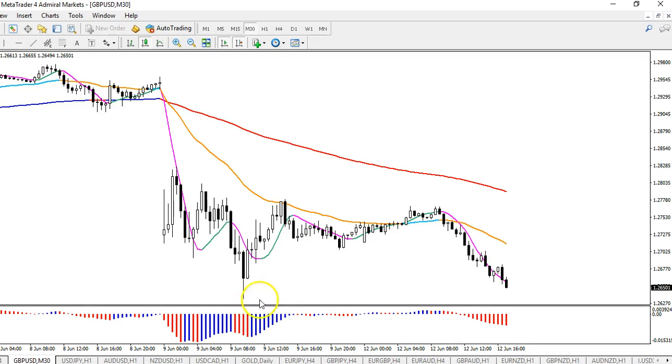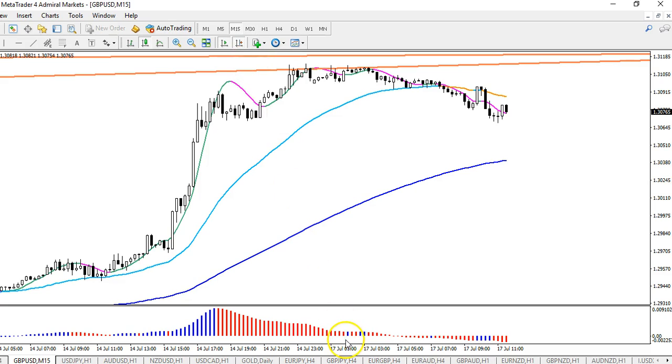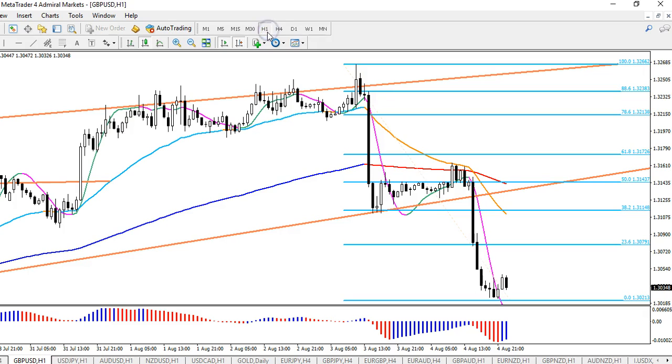there is, let's see, 15. Let me take a look at the 15 then. Let's see, this seems to be, those charts are frozen somehow. It doesn't matter. So let's take a look at the hourly chart.